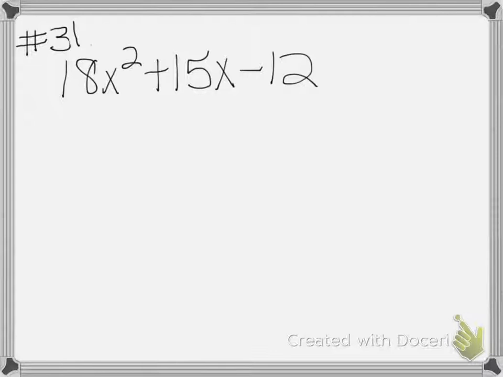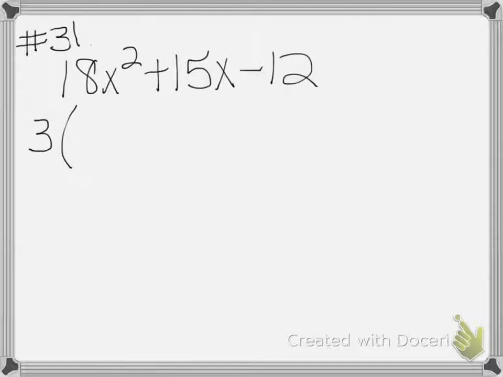Number 31. It says to factor. First thing I'm going to do is look for a GCF. I have a GCF. 3 goes into 18, 3 goes into 15, and 3 also goes into 12. So I'm going to factor out a 3.